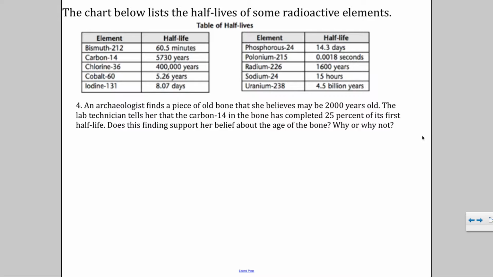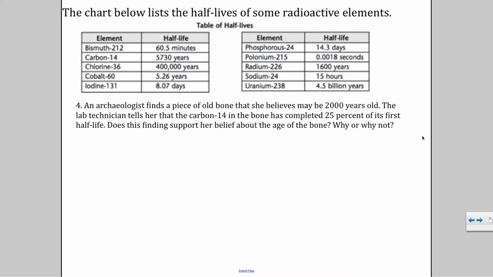She goes to the lab technician, who's able then to look inside the bone and find the element that's there. Because the bone is the fossil. So therefore, they go within the fossil and they figure out the element that's there. What element does the technician say is there? Carbon. So carbon is in there. It's in the bone. The technician's able to determine that 25% of the first half-life has completed. Only 25% of it. Does the finding support her belief about the age of the bone?